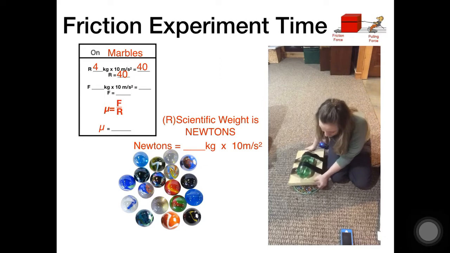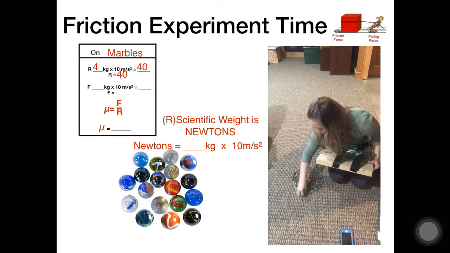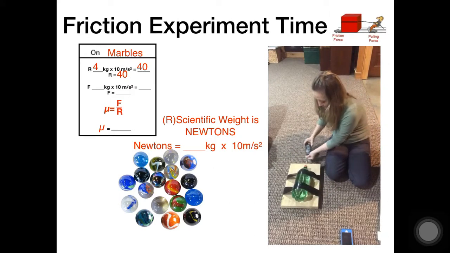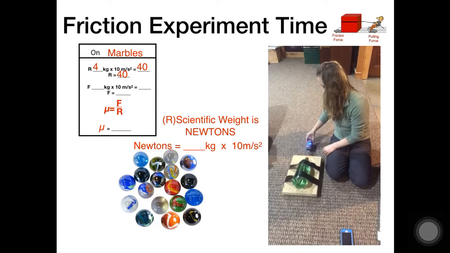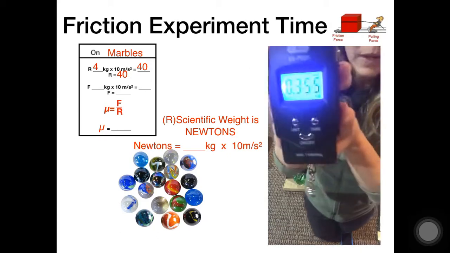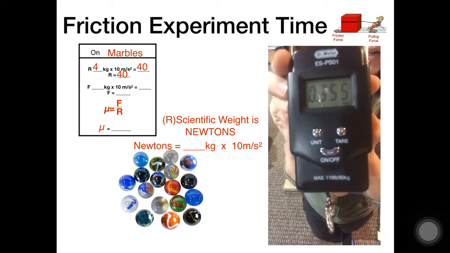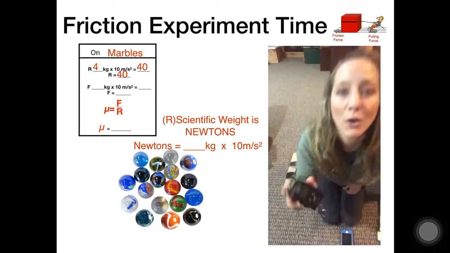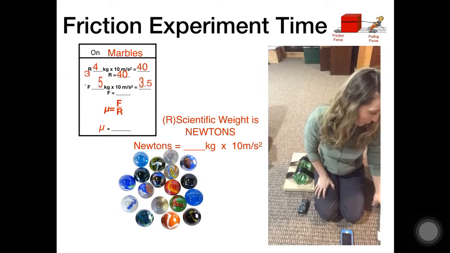Okay, let's do another pull. We were real close on that one. You don't have to pull real fast. On that one, we pulled, see if I can, there it goes, 0.35. So we have a 0.35, and if we multiply 0.35 times 10, we get 3.5.